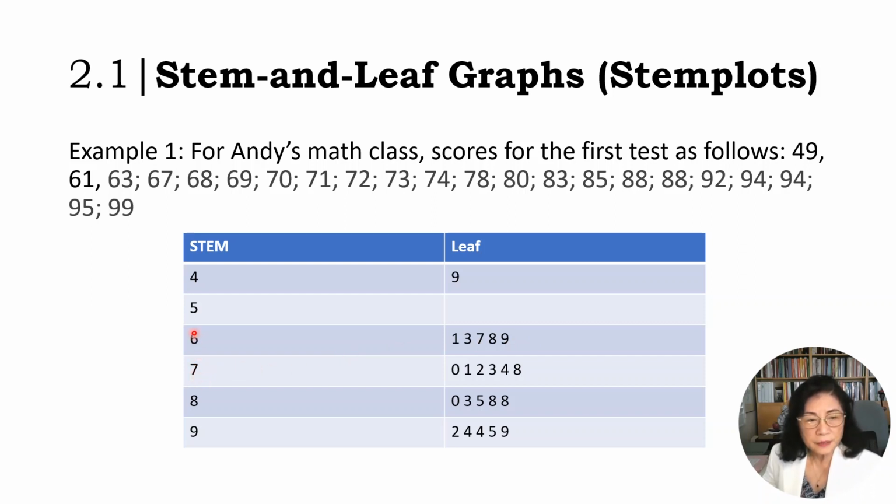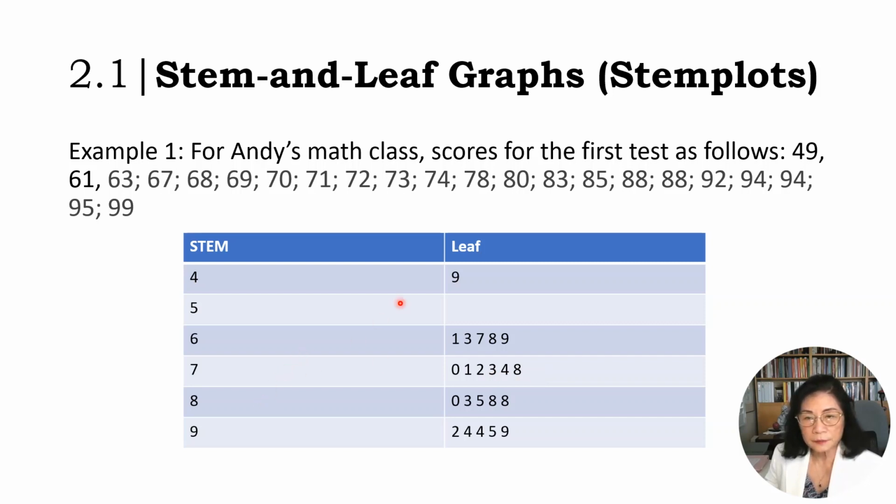Then the next digit under the stem after the 6 is a 7. So we just look at all the scores in the 70s. We have 70, 71, 72, 73, 74, 78. So place all these digits 0, 1, 2, 3, 4, 8 in order on the right side here.